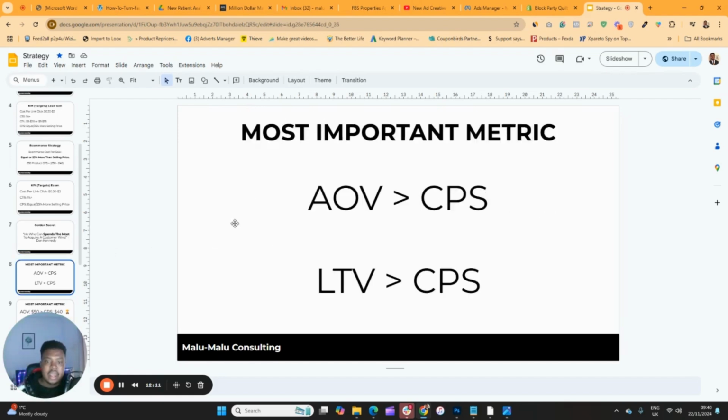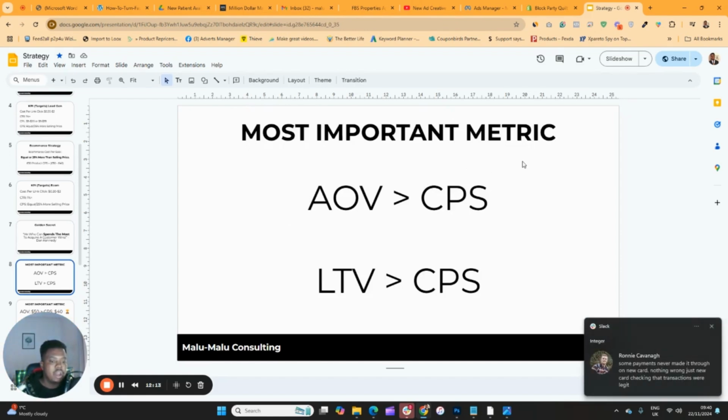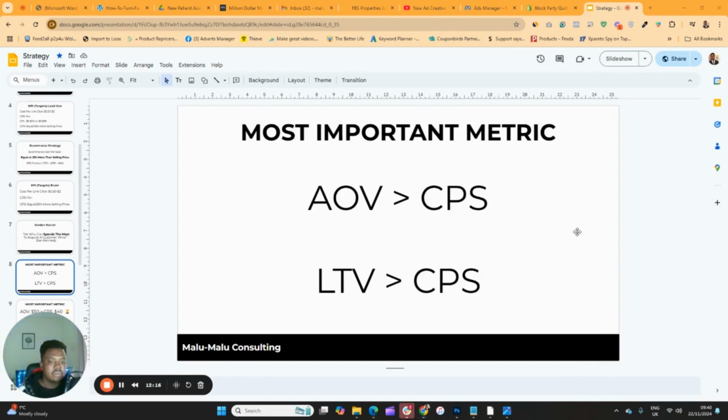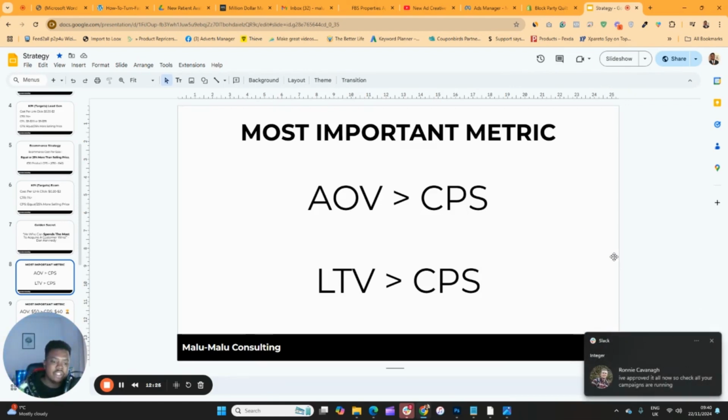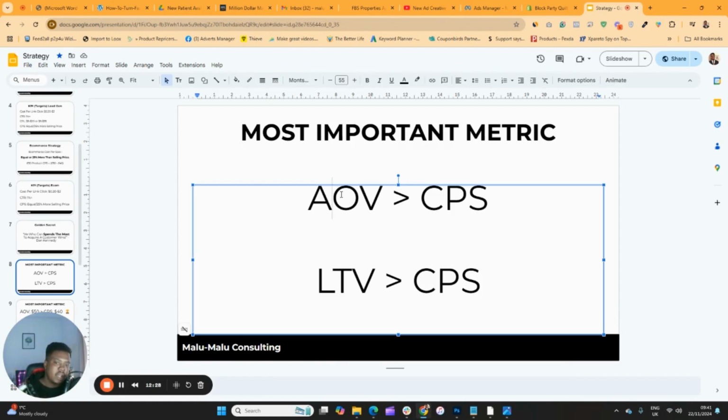So here are the metrics. Here is the mathematics, the equation. So essentially, you have your average order value, and then you have your cost per sale. Your average order value is how much a customer spends on average. So all you do is you take your total revenue divided by the number of customers, and that tells you your average order value. Because in business we work with averages. And you've got your cost per sale, your cost per result, your cost to acquire a customer, which is the exact same thing.